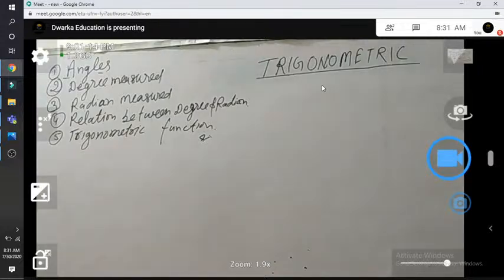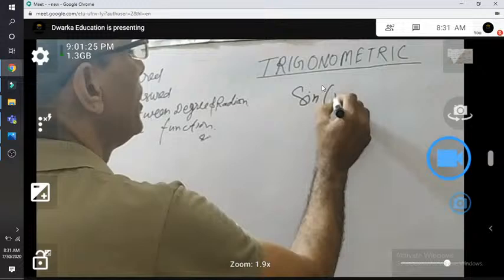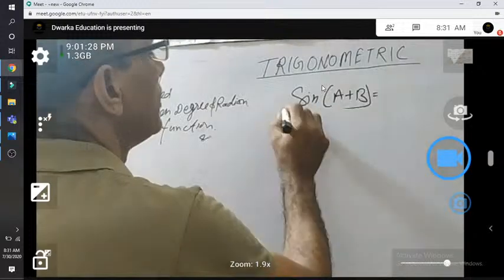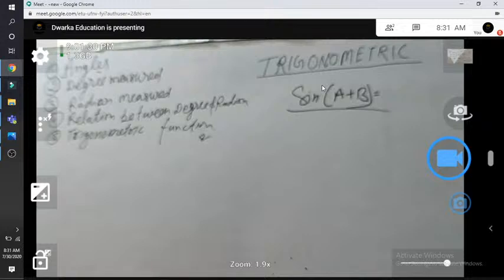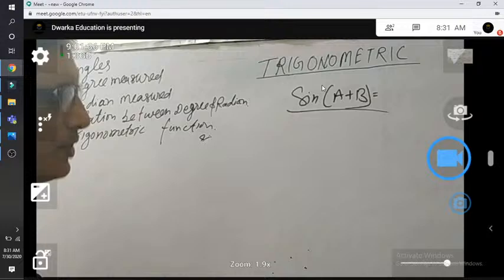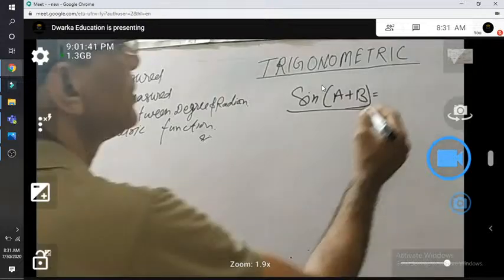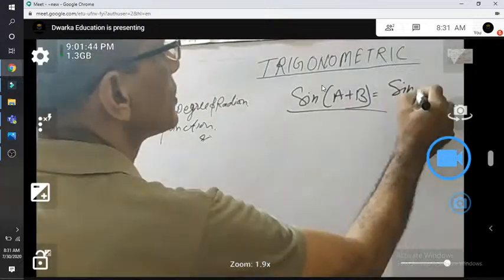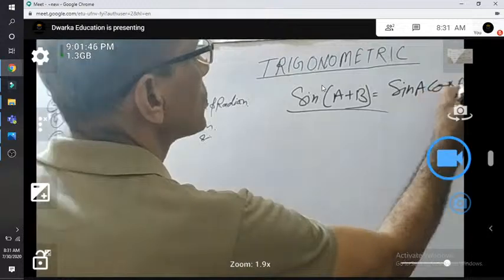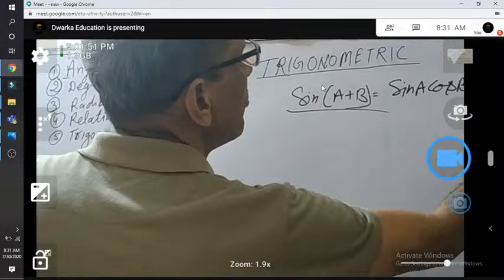And I told you, first of all, sin(A plus B). What is sin(A plus B)? We can use its geometrical proof. We can prove that this is equal to sin A cos B plus cos A sin B.